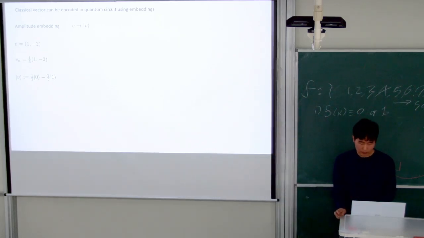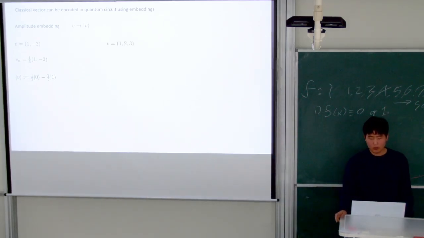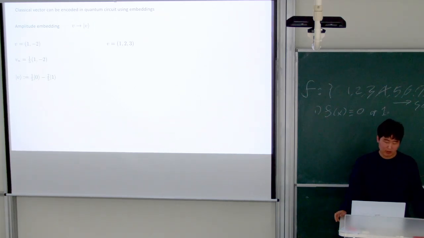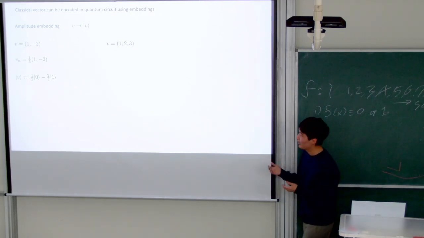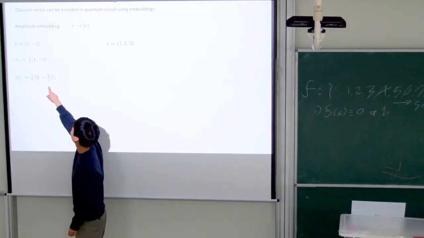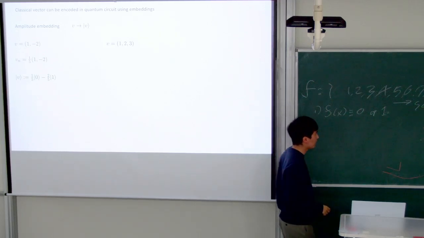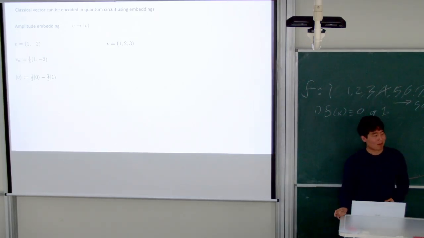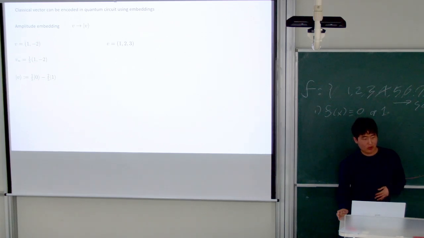And that's all. But for instance, if you have a 3-dimensional vector, can you express it with 2 qubits? 1 qubit, 2 qubits, sorry. Can you express it using only 2 qubits? Actually, no, we need more qubits.